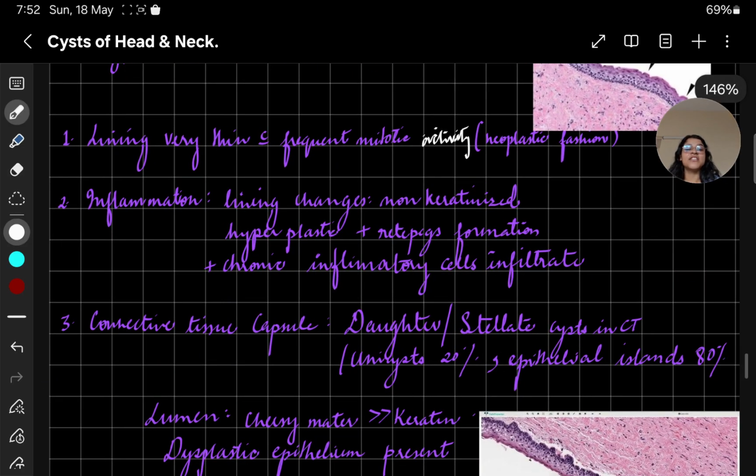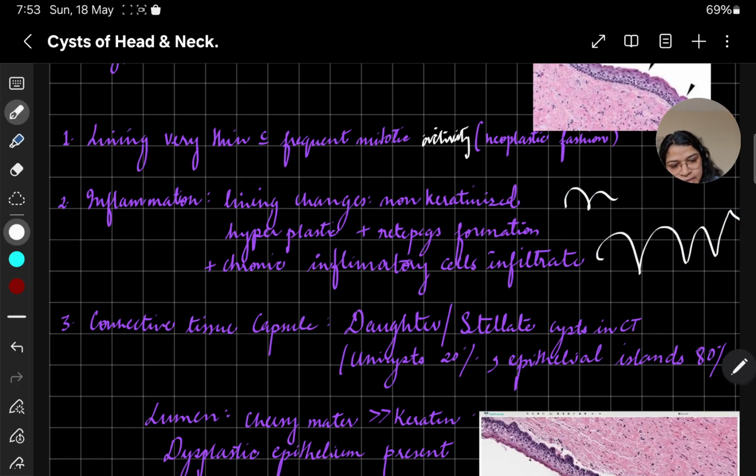Inflammation is lining changes. It is non-keratinized hyperplastic plus rete ridge formation plus chronic inflammatory cell infiltrate. So when there is inflammation, you will have non-keratinized hyperplastic rete ridge formation and chronic inflammatory cell infiltrate. Neutrophils will come. Then there is rete ridge formation of the epithelium.